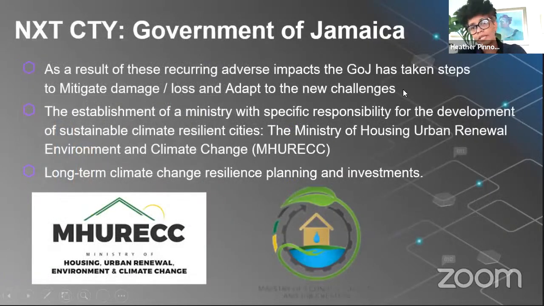So how has the government of Jamaica been responding? The government of Jamaica, the GOJ, has taken quite a few steps to address this. And indeed we look at mitigation, but in a small island state like Jamaica, our greenhouse gas emissions are negligible in comparison to the effects we experience from certain weather events. So even though mitigation is important, it is even more important for us to look at adaptation and building resilience to climate change, so that we can hope to survive and ultimately thrive in what is likely to be a difficult future.